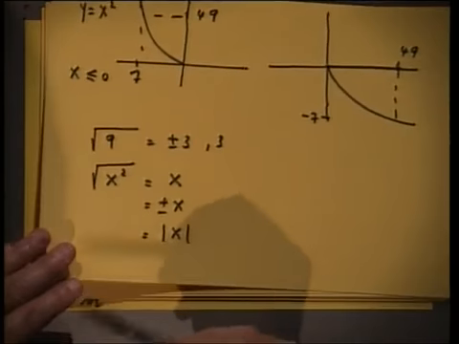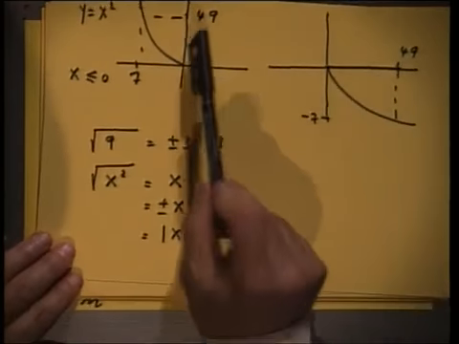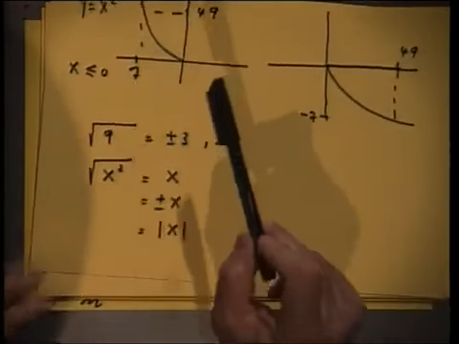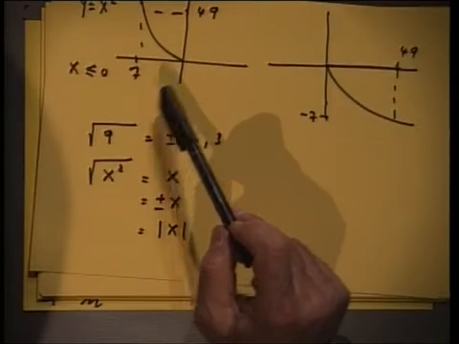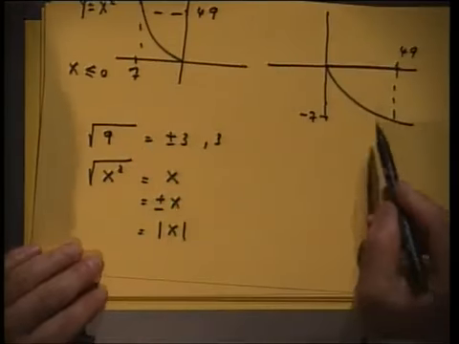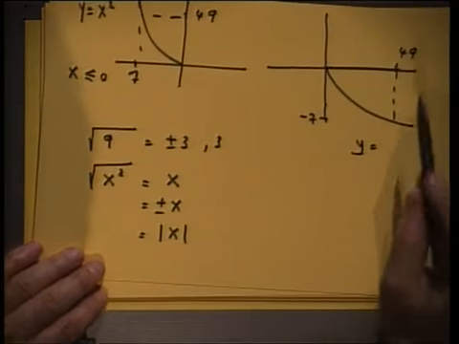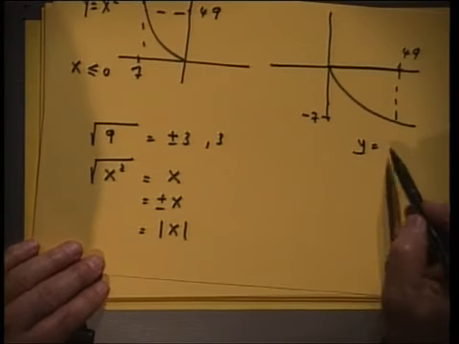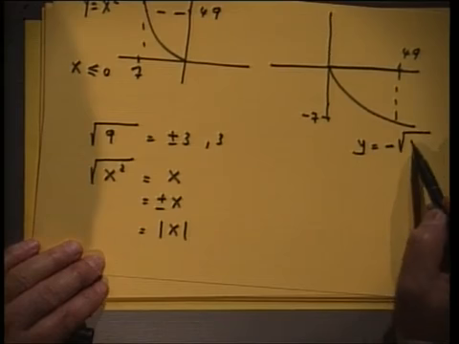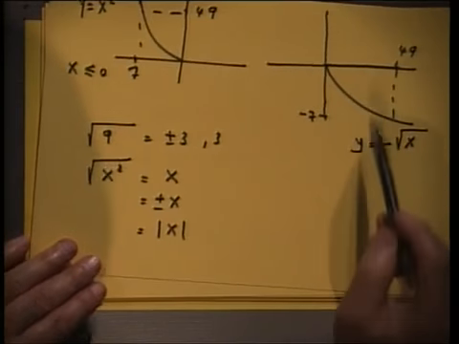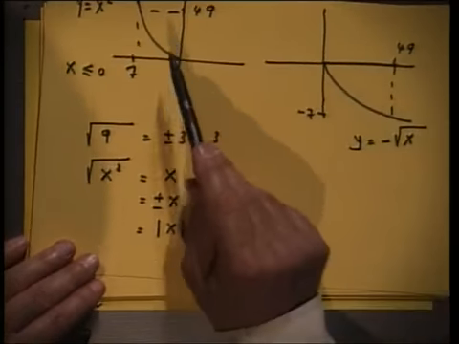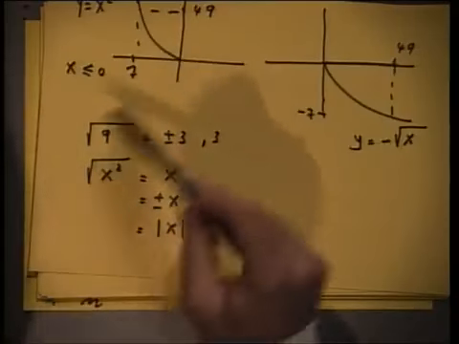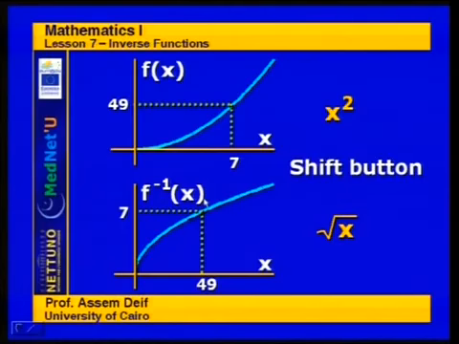So here when you say the square root of 49, you mean exactly 7 on the graph, if you consider this function. As to this one, the square root of 49 is not equal to minus 7. On the contrary, it's minus the square root of x, which is the opposite function, or the inverse function to this function. So the problem now: what property should the function have in order to have an inverse?